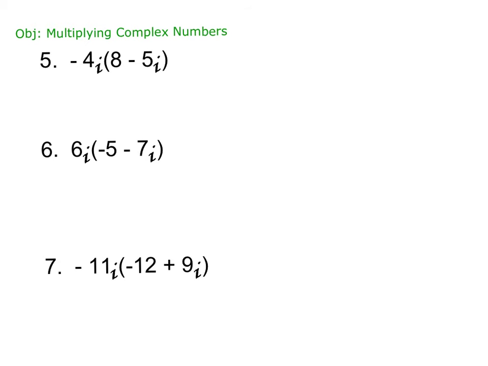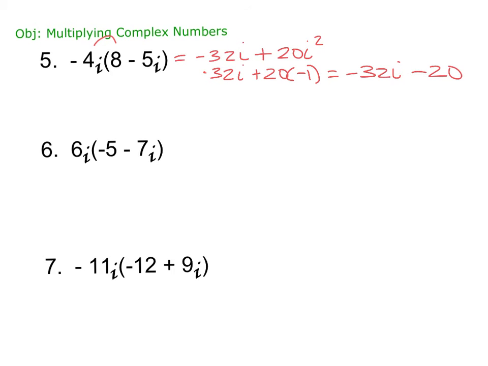Okay. Now we're going to distribute. So I want you to pause and see if you can figure these out. They're pretty straightforward. All right, so we're going to distribute. That's -32i plus 20i squared. And then again, what is i squared equal to? -1. So -32i plus 20 times -1, -32i minus 20. So either that or, again, I like to write it in the proper order. So that's my answer.